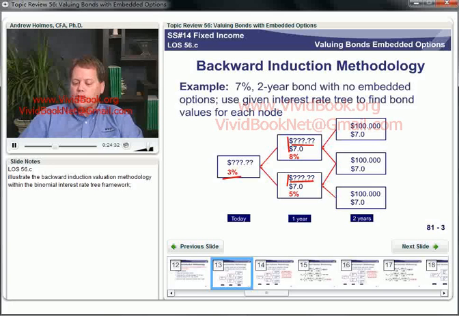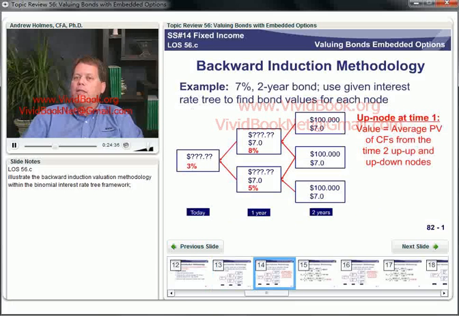Okay? So for the up node at time 1, quick review. The up node at time 1, so that's here, right? So this is time 1, this is the up node and the down node. So the up node is up here, and the down node is down here, right? Right, so here the value is equal to the average present value of the cash flows from time 2 up node. So this is the up node. We had to go up and then up again, and the up down node. So if you start here at the beginning, you go up and then you go down, that's the up down node. So we've got to find the present value of the up and the up down discounted back at this 8% that we see here.